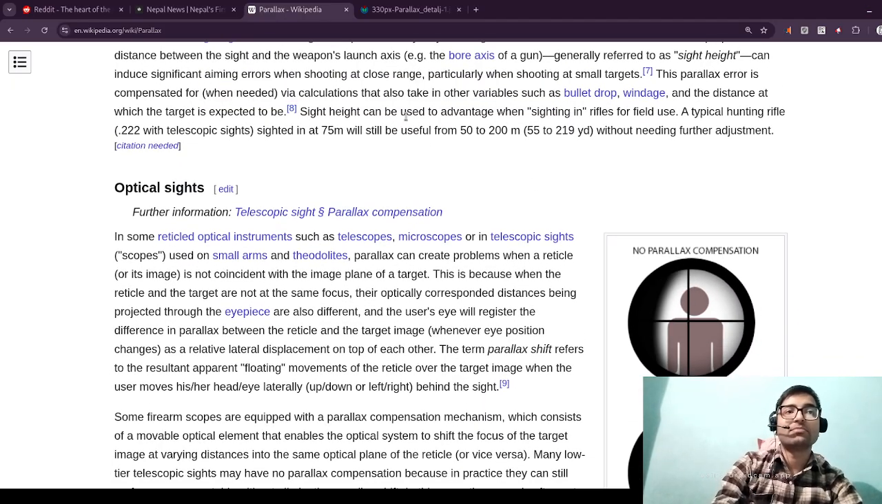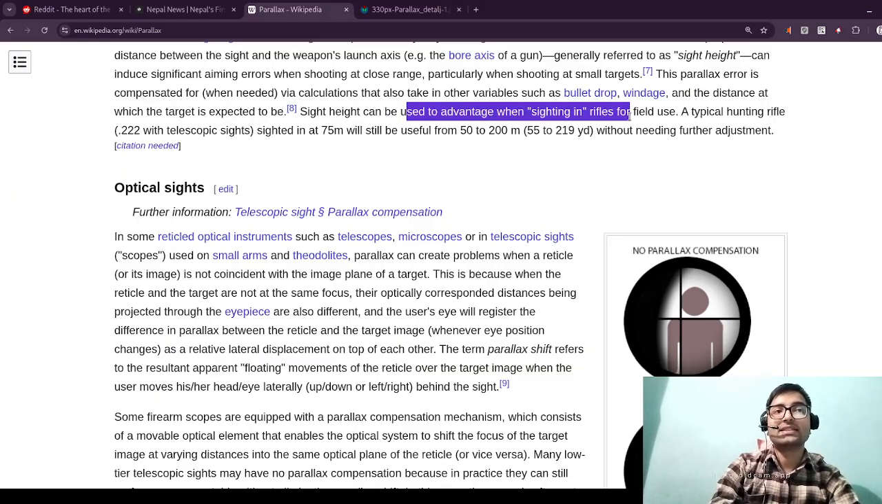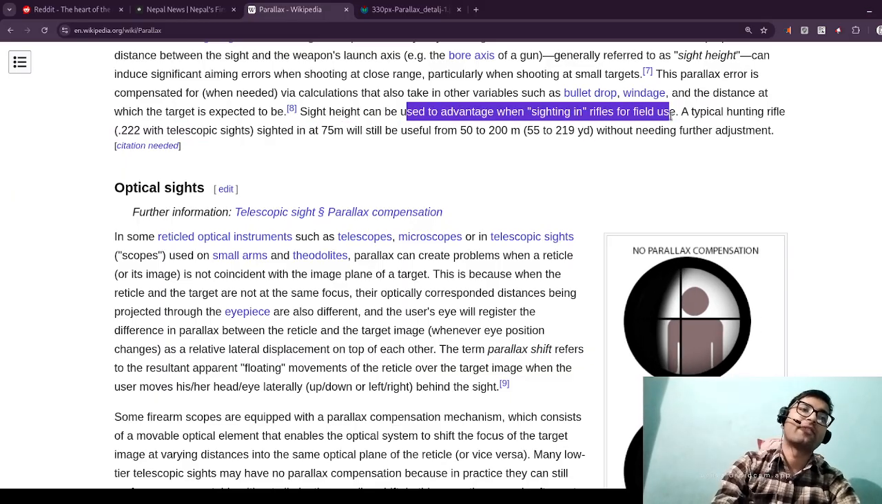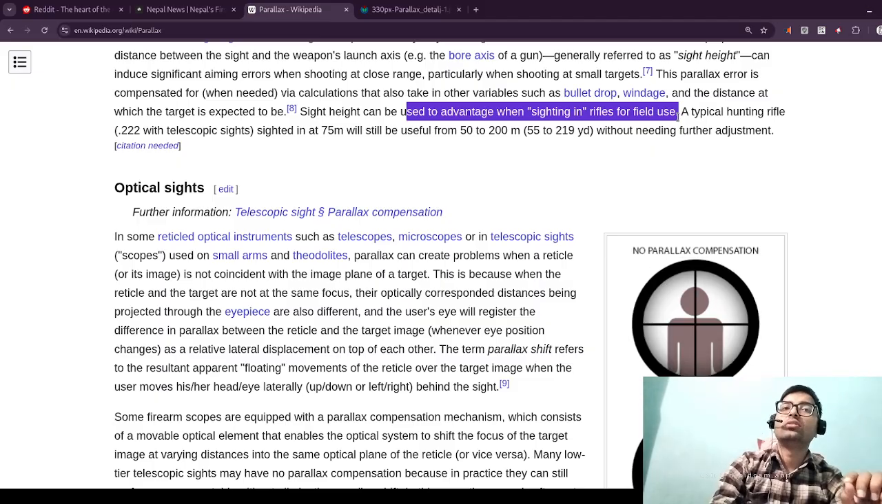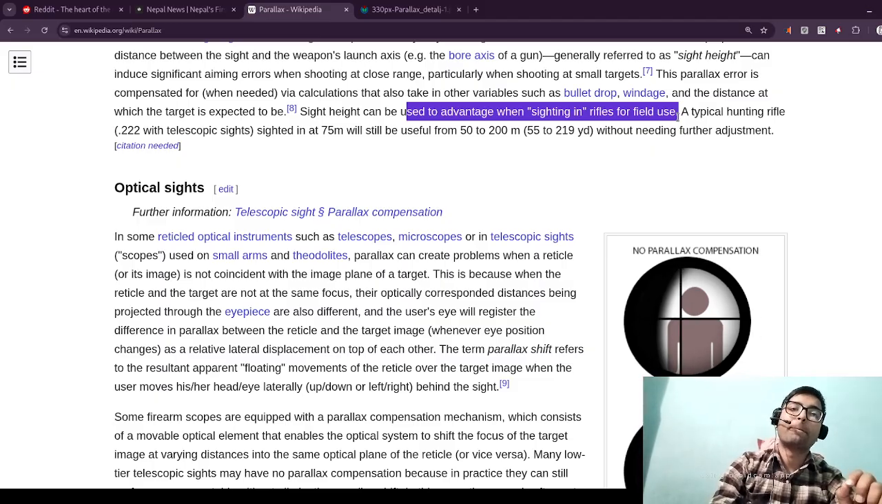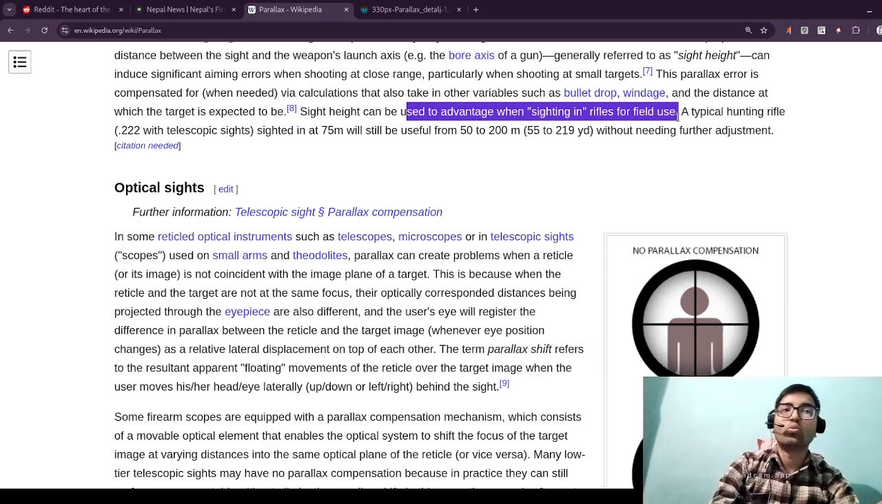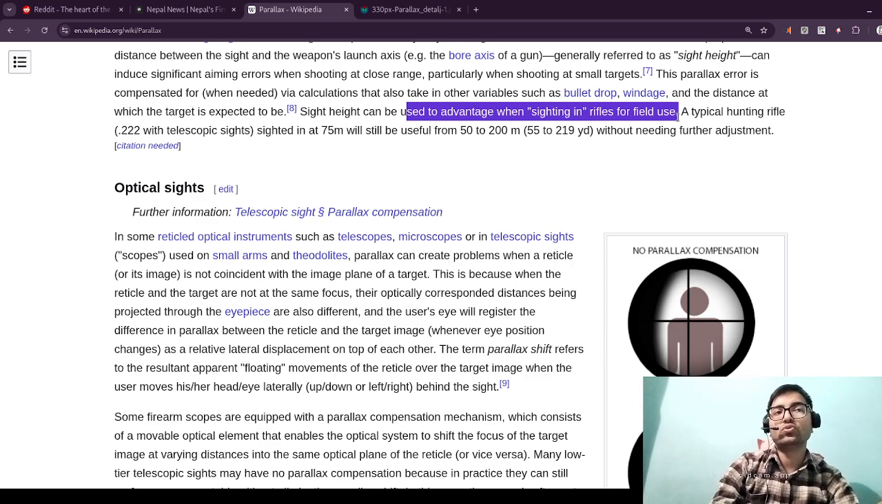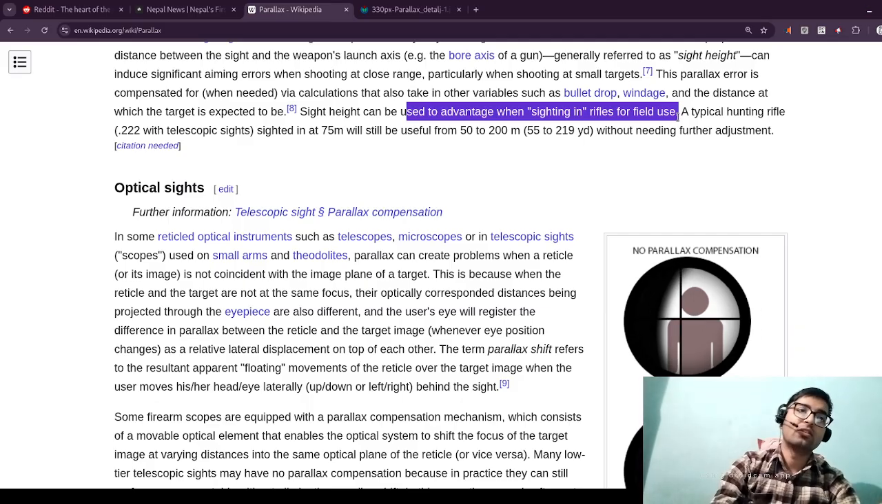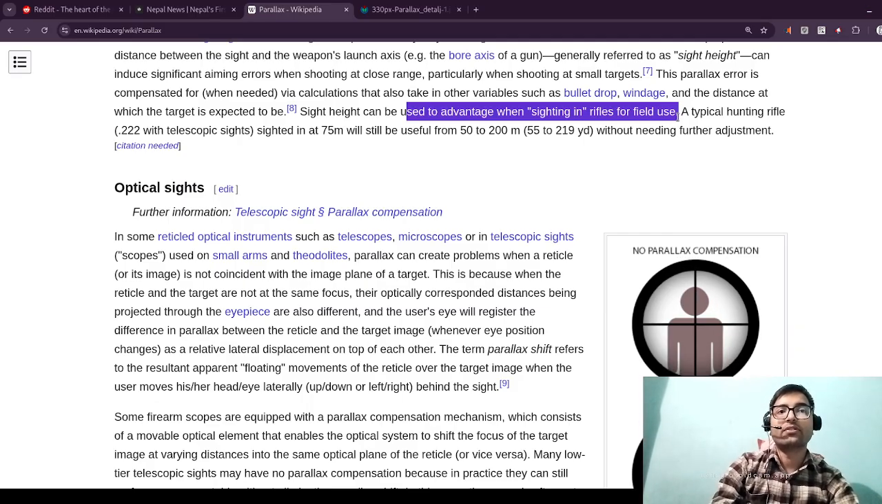Sight distance can be used to advantage on sighting in the rifle for field use. A typical hunting rifle, .222, with a telescopic sight sighted at 75 meters will be useful from 50 to 200 meters, or 55 to 219 yards, without needing further adjustment.